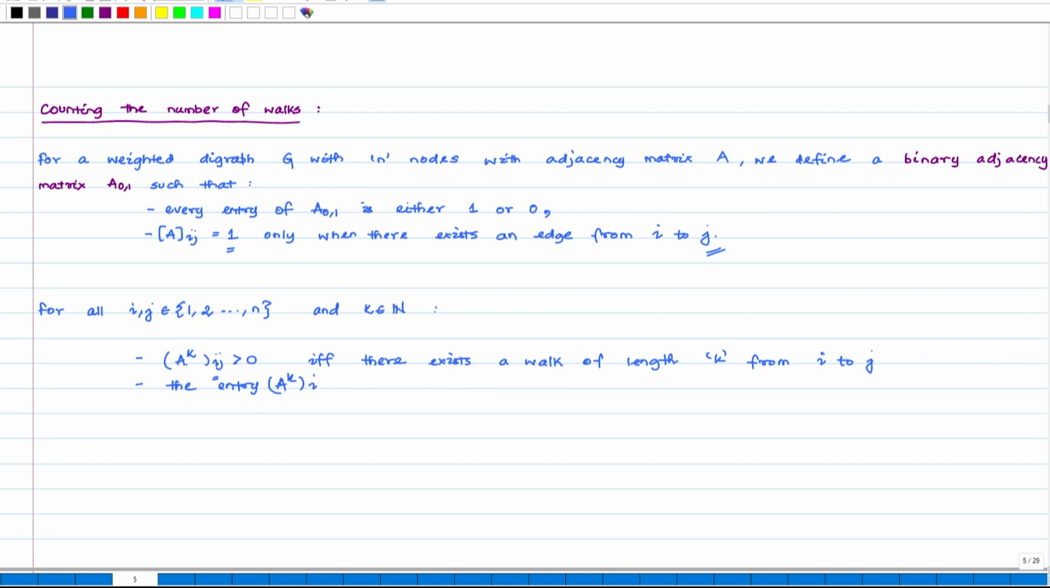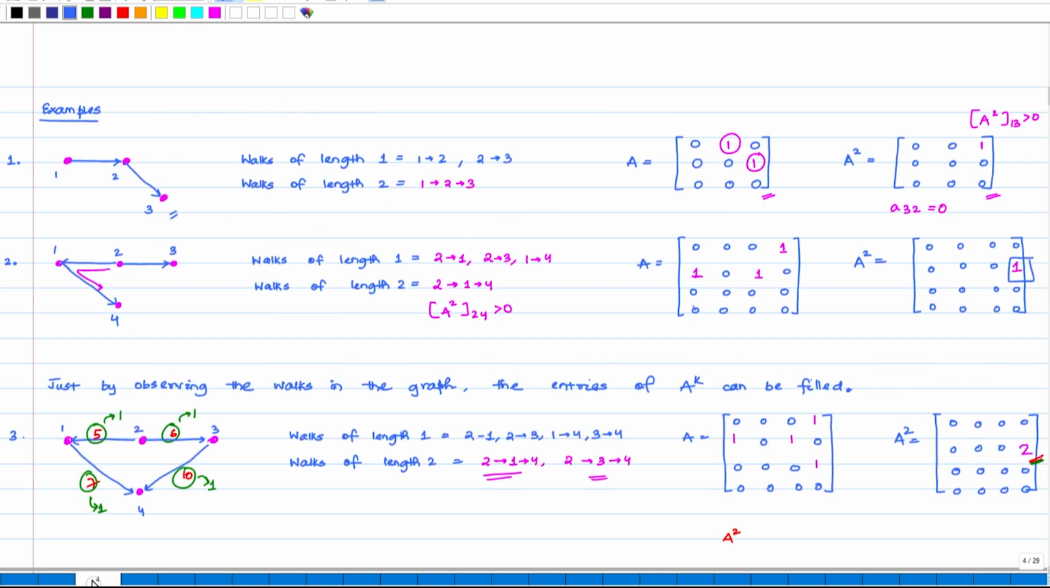we should add 01 here, signifying the binary adjacency. Now, the ijth entry of A01 raised to the power k equals the number of walks of length k from i to j. And the same we saw in the previous examples.